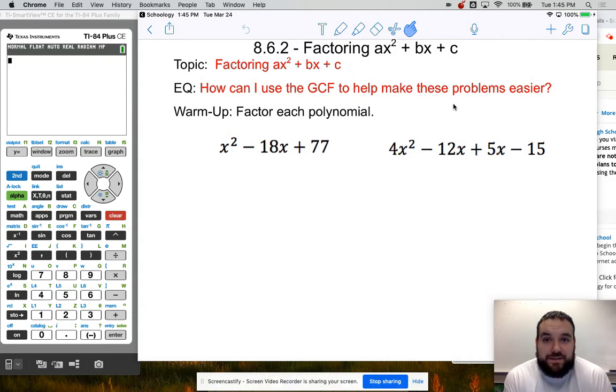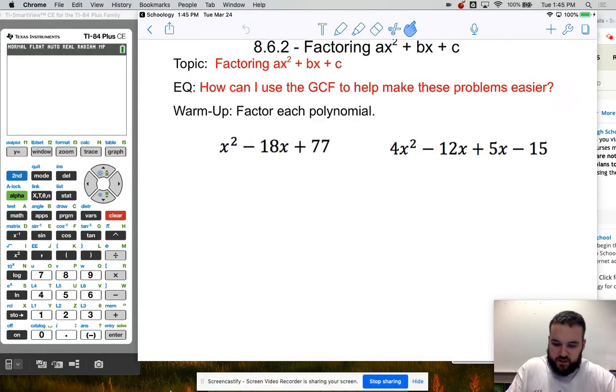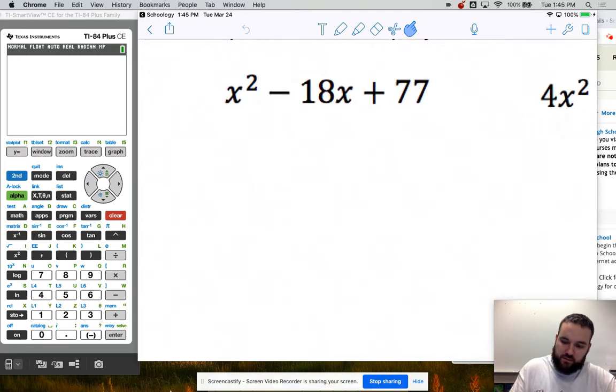So day two or part two of 8.6 is really just more practice with, and taking a look at, a couple wrinkles that can happen when it comes to the AC method of factoring. So just to keep the other techniques or methods in our mind, let's remind ourselves what it looks like to factor x squared minus 18x plus 77.